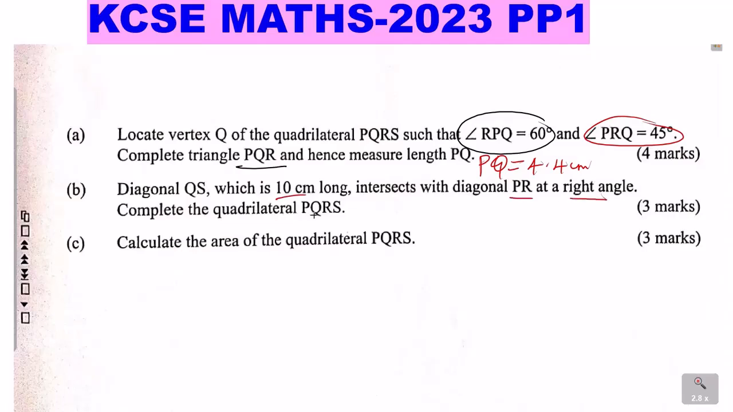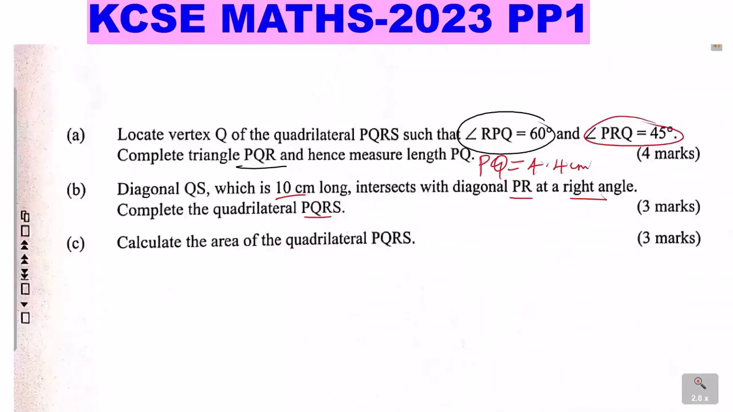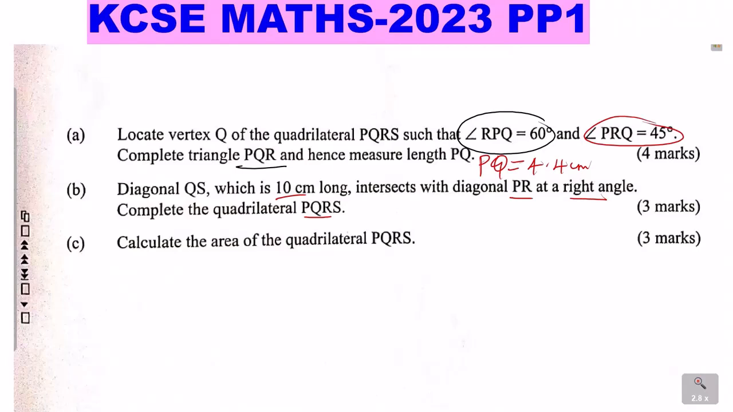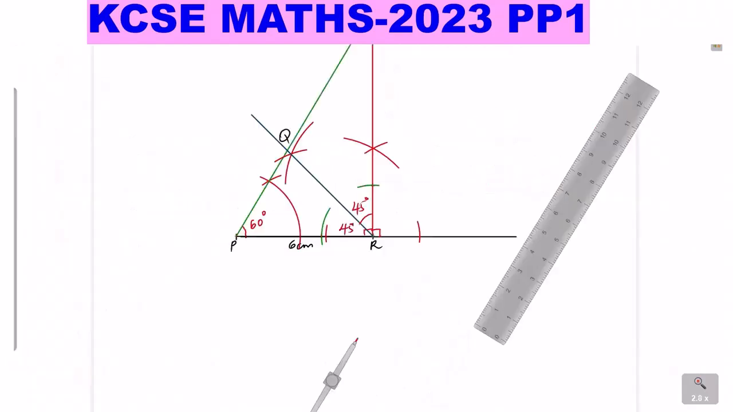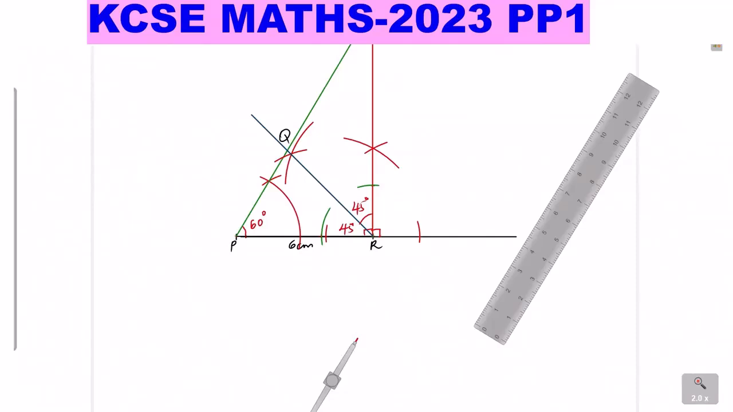Complete the quadrilateral PQRS. QS, you don't know where S is. QS is a diagonal, and it intersects with the diagonal PR at 90 degrees, at a right angle. So what we mean simply is we are required to drop a perpendicular line from Q that is 10 centimeters long that will meet PR at 90 degrees. In simple terms, you're required to drop a perpendicular from Q to meet PR at 90 degrees. So how do you do that?